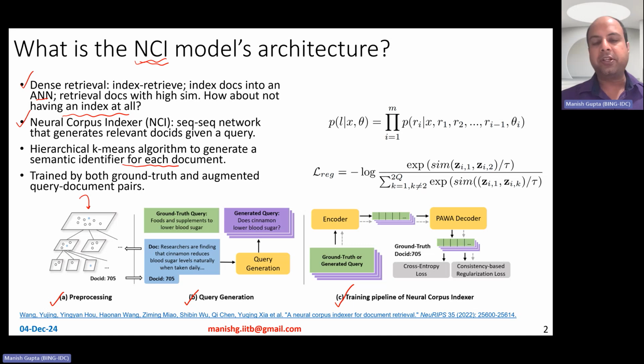The broad intuition is that when you come up with an ID representation for a document, documents which are similar to each other should have similar IDs. And therefore, what you do is embedding and then k-means clustering, but in a hierarchical manner. Therefore, each document is going to be represented as a list of clusters. If I were to talk about this particular document, document ID 705, it's going to be represented with a number at this level, another number at this level, and then the third number at this level in a three-level hierarchy that you see here.